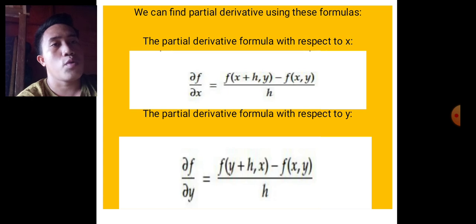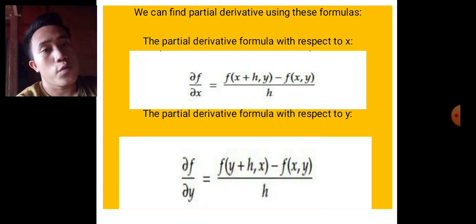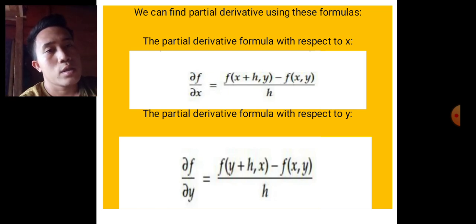So this is the formula with respect to x, and the partial derivative formula with respect to y is del f over del y equals f of x, y plus h minus f of x, y, all over h. So this is the formula for the derivative with respect to y.